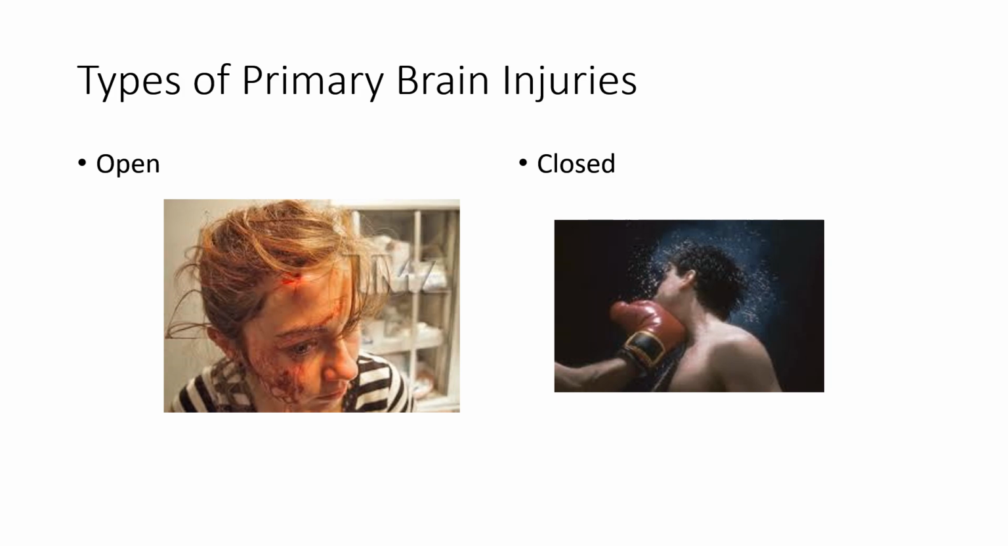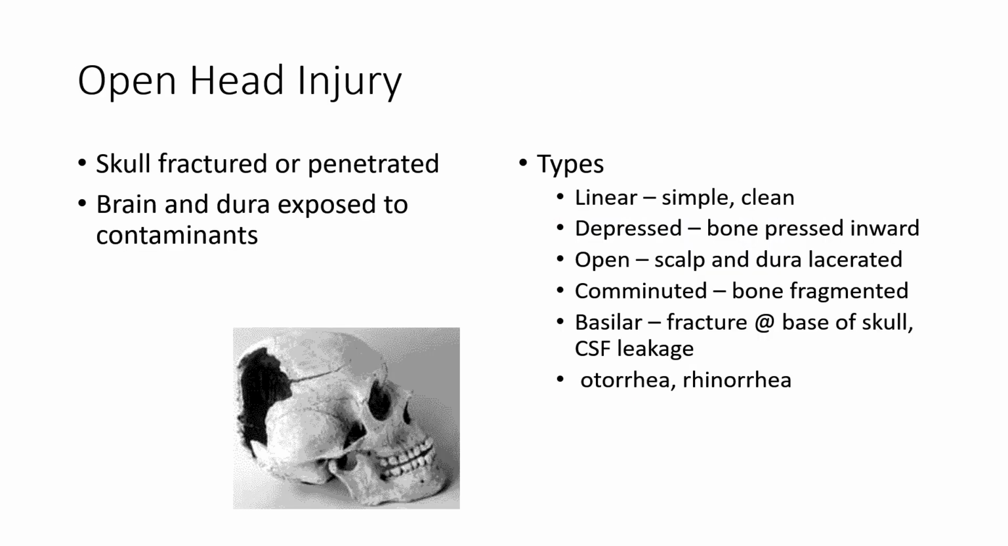A closed brain injury means that there has been some kind of uncontrolled energy transmitted to the underlying brain tissue, causing damage. But the integrity of the skull is not violated, so closed head injuries do not have a skull fracture. With the open head injuries, the brain and the dura are exposed to contaminants in the environment.